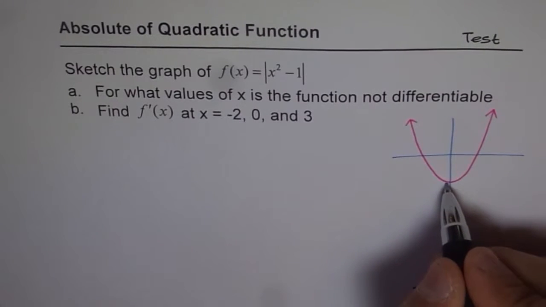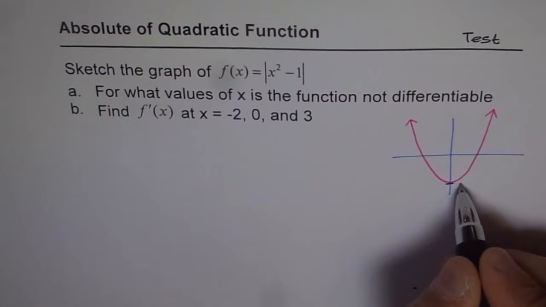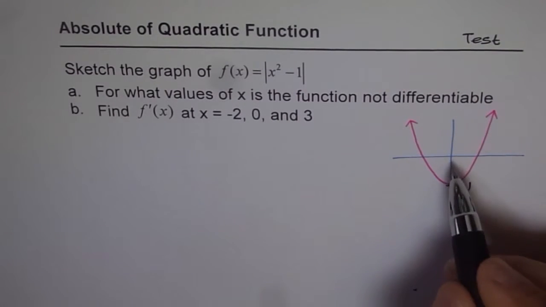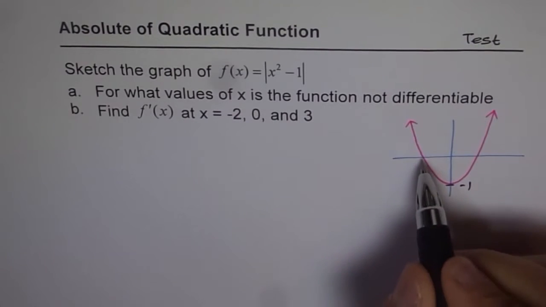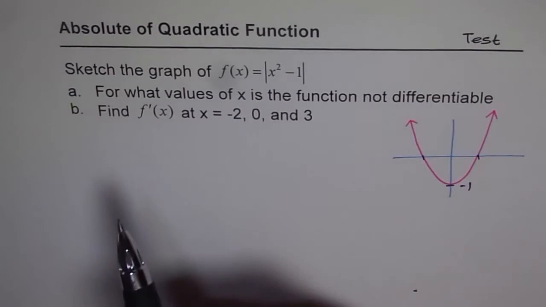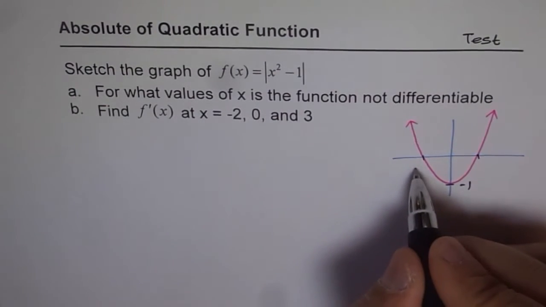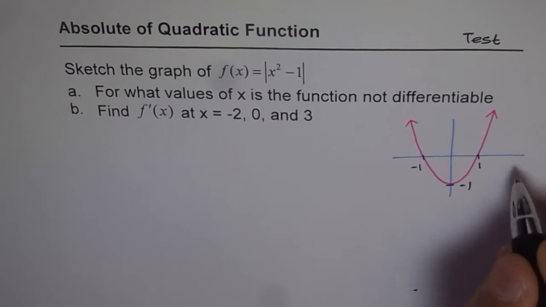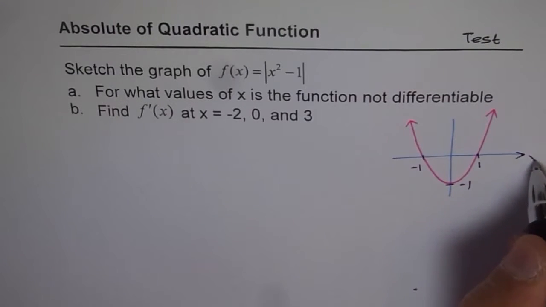So if it is x squared minus 1, this point has to be minus 1, right? If x is 0, this is minus 1, and the x-intercepts will be the values which give it 0. So those are plus minus 1. Here we have minus 1 and here we have plus 1. So this is our sketch for the function.